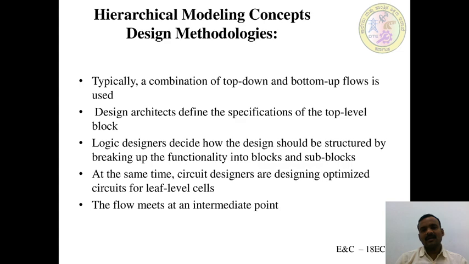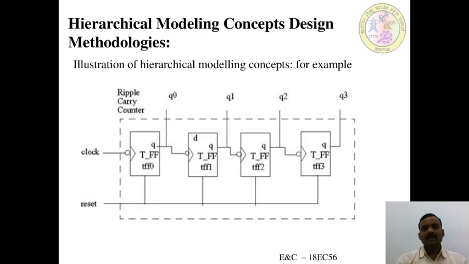See here, there is an example. The dotted line in the slide we consider as the top level. The top level block is the ripple carry counter, and the small box, the sub block, we call the T flip flop, T underscore FF.